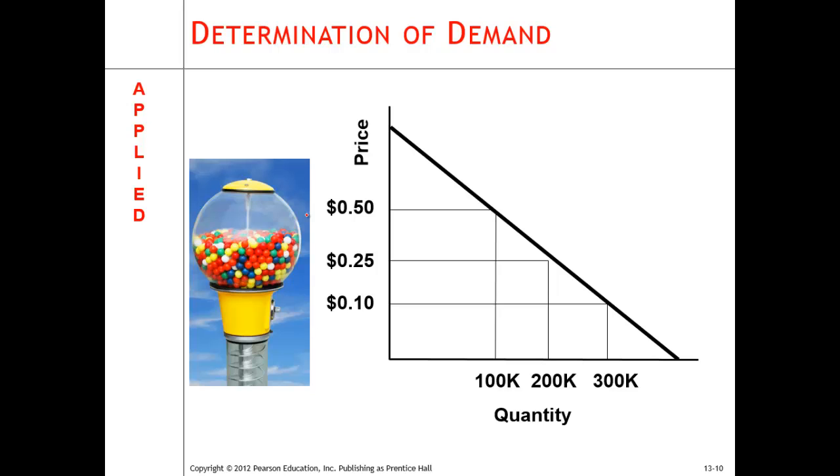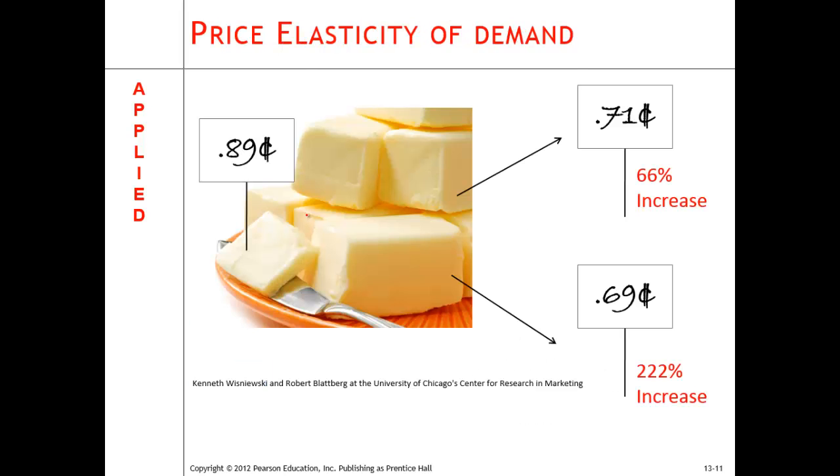Let's take a look at an example of calculating price elasticity. The formula to calculate price elasticity, abbreviated by the variable P sub E, is equal to the percent change in quantity demanded divided by the percent change in price.